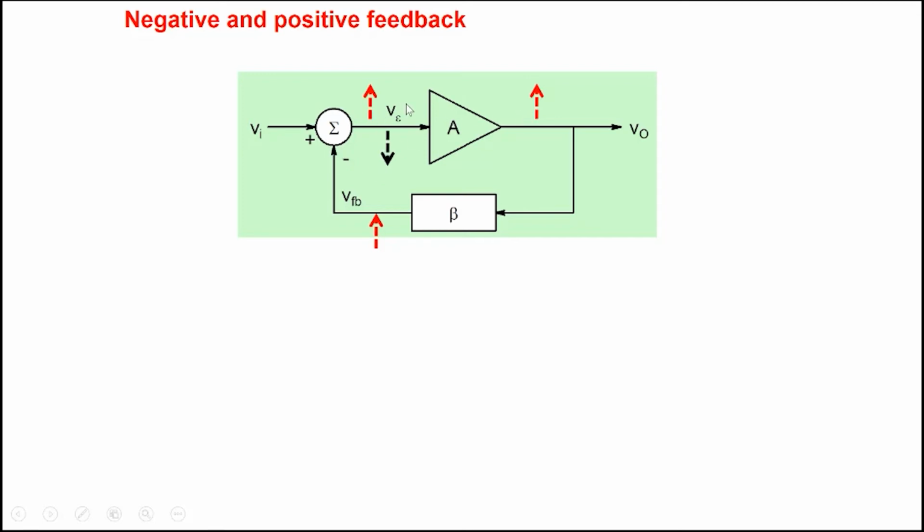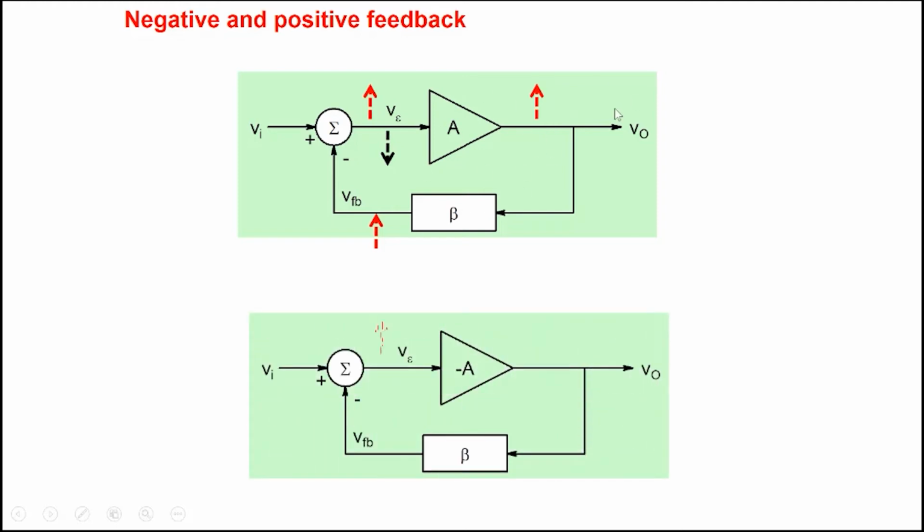The same thing will happen if, due to some reason, the output voltage decreases. Then this voltage will decrease, but what is fed back will increase here, and therefore it will counteract that. So that's why we call it a negative feedback.